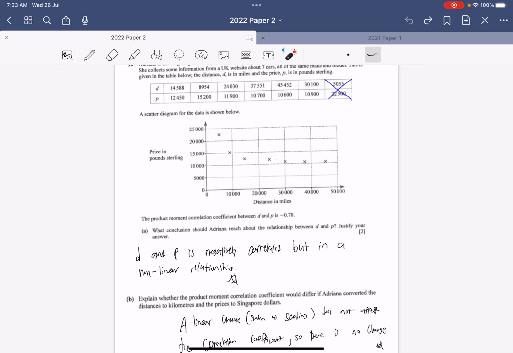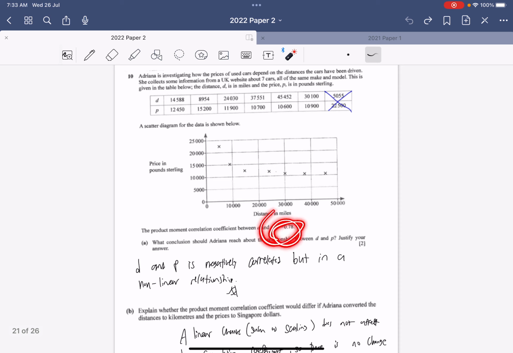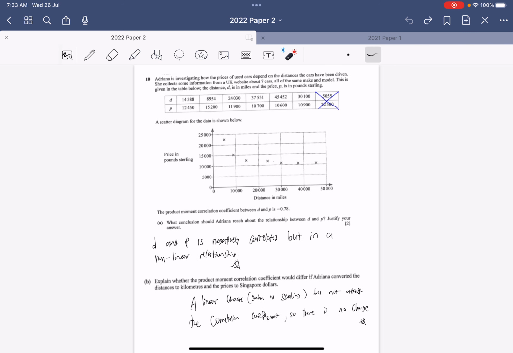Well, while the product moment correlation is close to 1 in magnitude, if you look at the scatter diagram, it is not a linear trend. Instead, it's a non-linear relationship, but you can say, because of this negative and here going downwards, that D and P are negatively correlated but in a non-linear relationship.